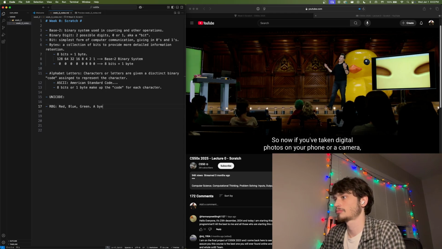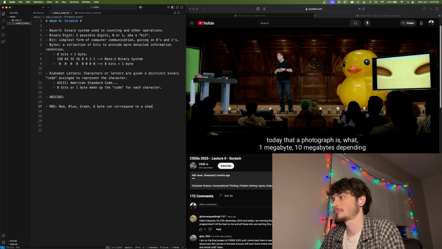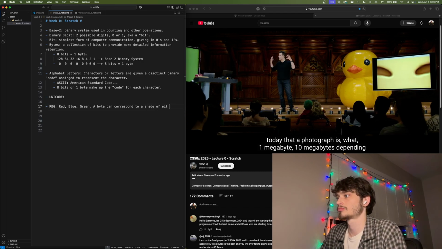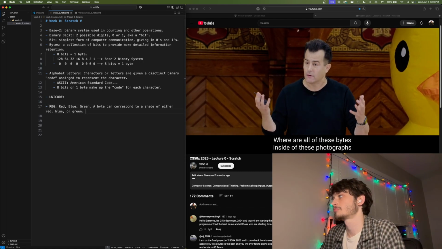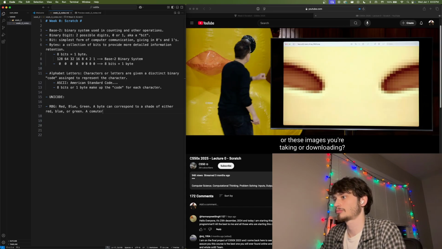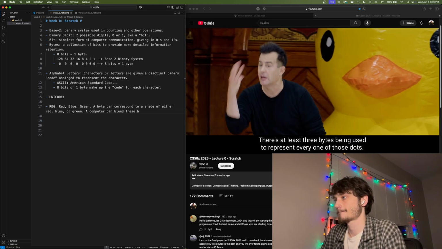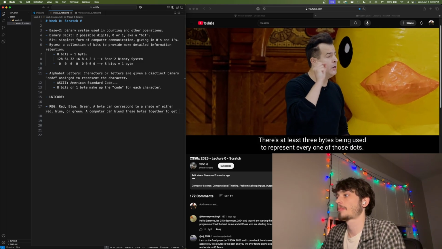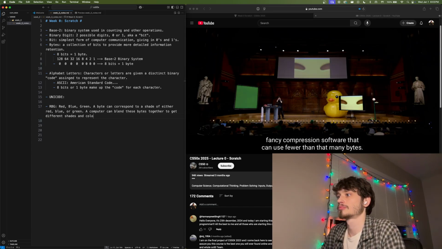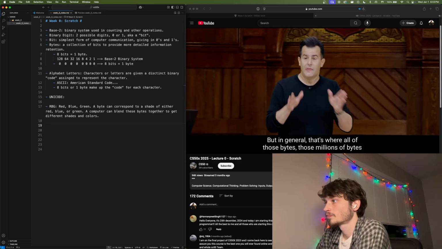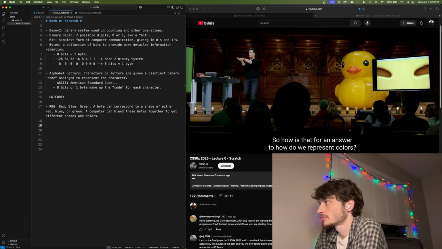So now if you've taken digital photos on your phone or a camera, you're probably generally familiar from the internet and hardware today that a photograph is what, like 1 megabyte, 10 megabytes, depending on the resolution of it. Well, megabyte means millions of bytes. Where are all of these bytes inside of these photographs or these images you're taking or downloading? They correspond to every one of the single pixels on the screen. There's at least 3 bytes being used to represent every one of those dots. As an aside, a bit of a white lie, because nowadays there's fancy compression software that can use fewer than that many bytes, but in general, that's where all of those bytes, those millions of bytes, are coming from. So how was that for an answer to how do we represent colors?